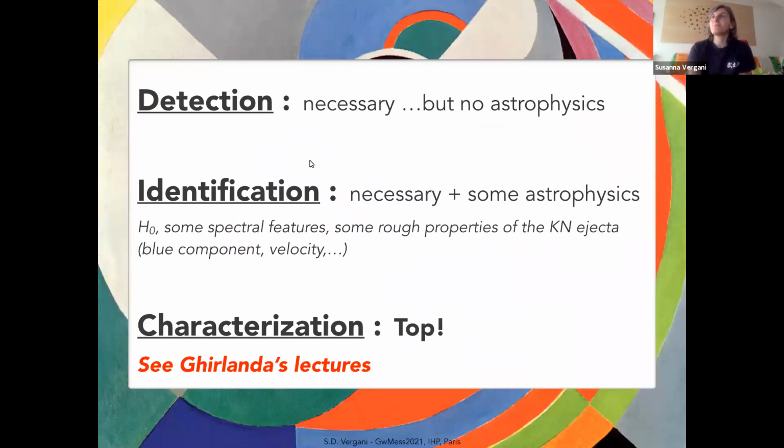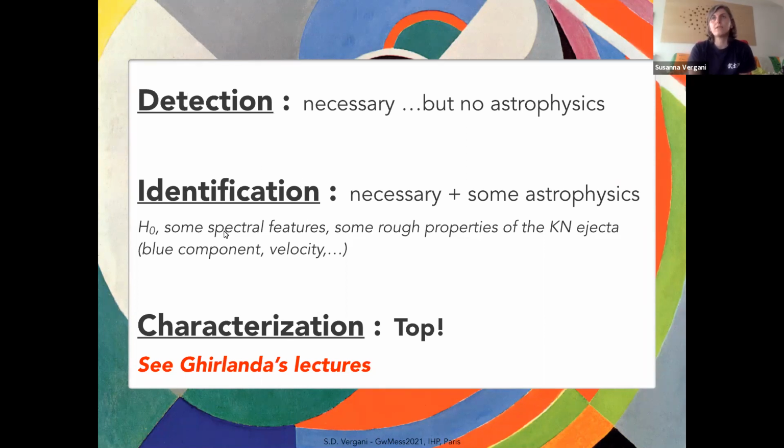So to conclude, we started from detection, and we see that it is tricky, but we can detect our electromagnetic counterpart. Unfortunately, detection doesn't bring any astrophysical knowledge if I don't identify that those are my electromagnetic counterpart, and if I don't characterize them.